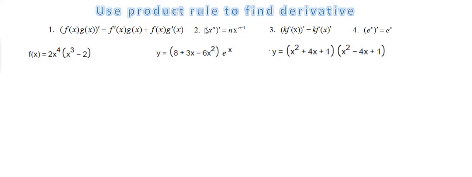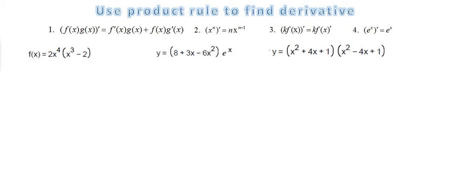Okay, so the second one is the power rule. The derivative of x to the power n equals n times x to the power n minus 1. And the third one is the constant multiple rule. So if we have a constant times a function, the derivative will be the constant times the derivative of this function. Okay, and the fourth one is the derivative of an exponential function. Here the derivative of e to the power x equals itself.